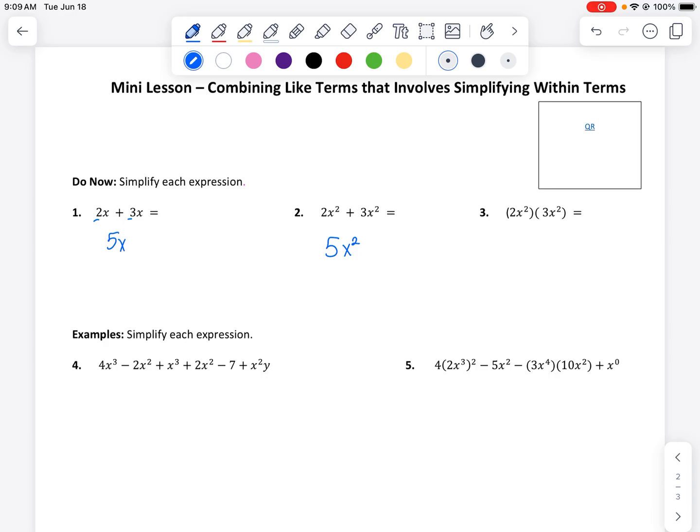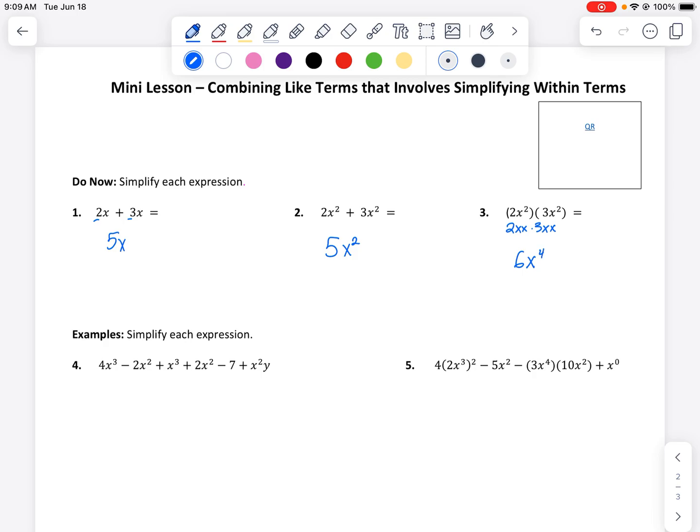Number 3 is an 8th grade skill. This is all one term, and I know that because I see that it's a multiplication problem and terms are separated by plus or minus. So in this case, we have 2x squared times 3x squared. So you could think of it as 2 times x times 3 times x times x. 2 times 3 is 6, and there are 4 factors of x. We have x to the 4th.